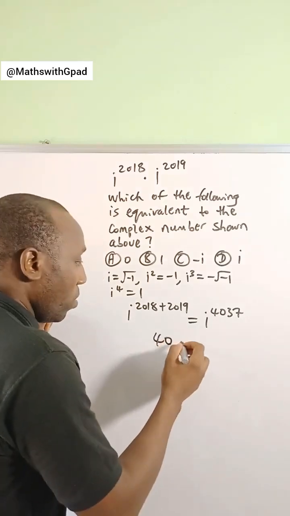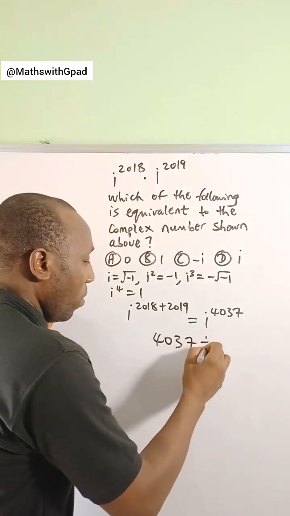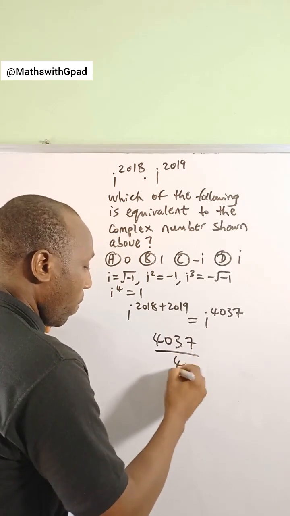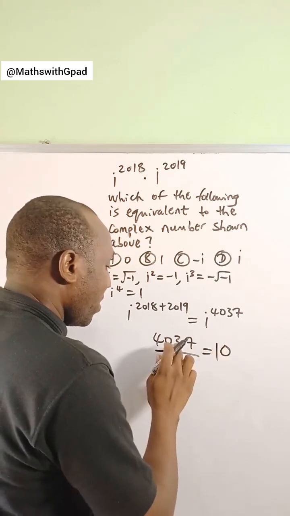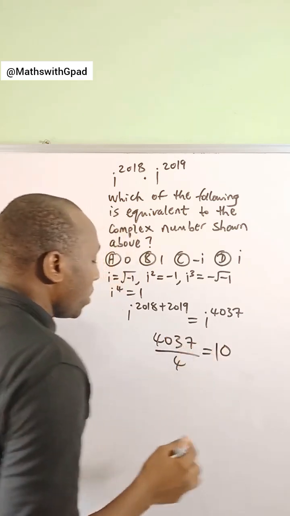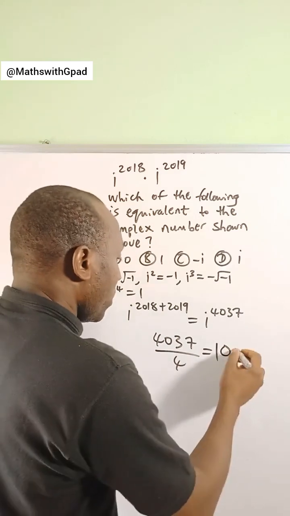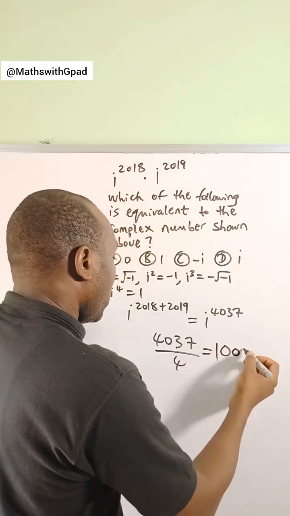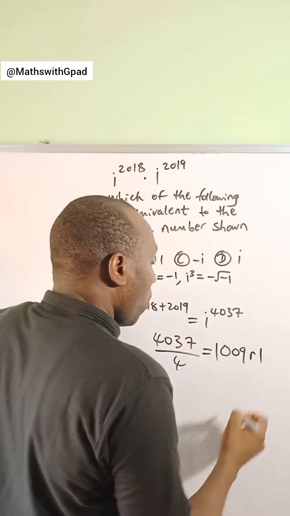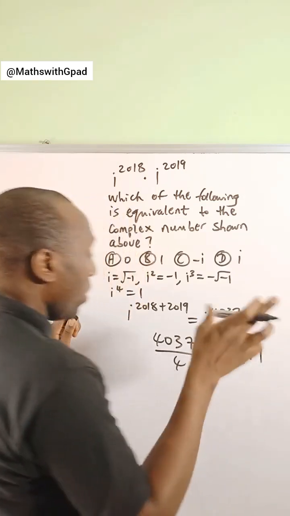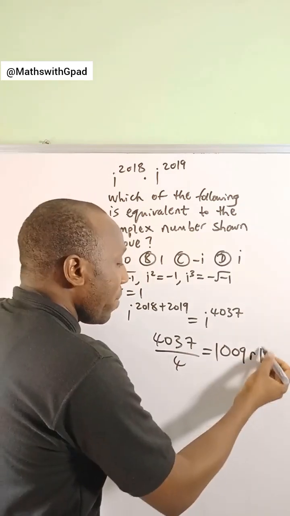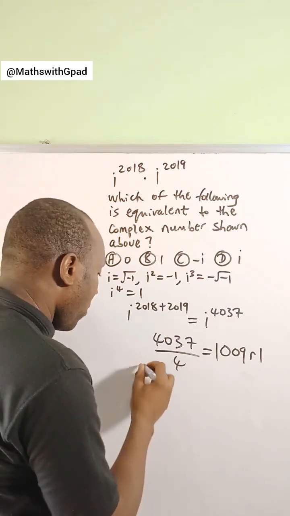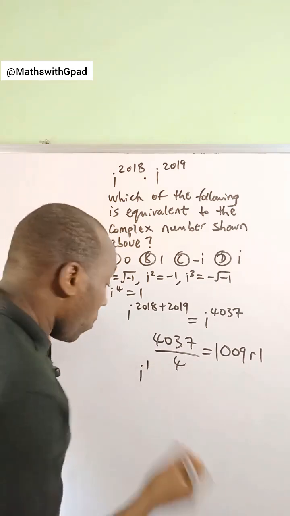If you divide 4,037 by 4, 4 goes into 4 one time. 4 goes into 0, 0. 4 goes into 37 nine times, with a remainder of 1. If there's a remainder of 1, our focus is just on this remainder. So since we have a remainder of 1, we are now dealing with i raised to 1. And i raised to 1 is the same thing as i.